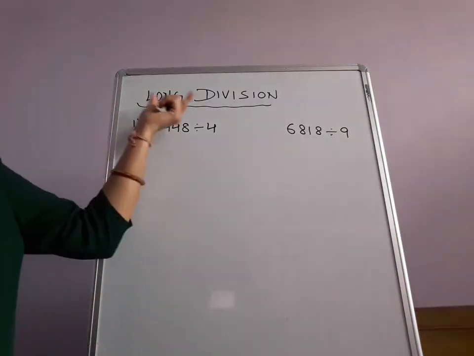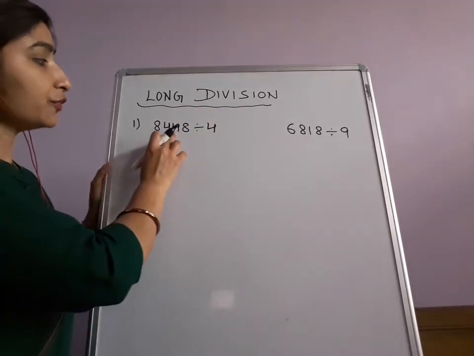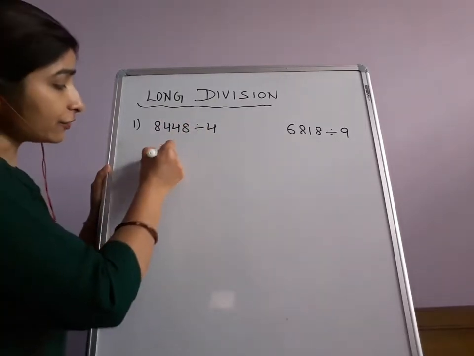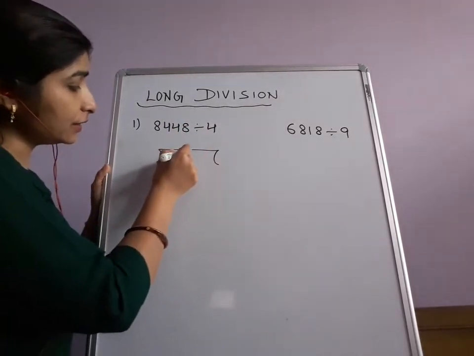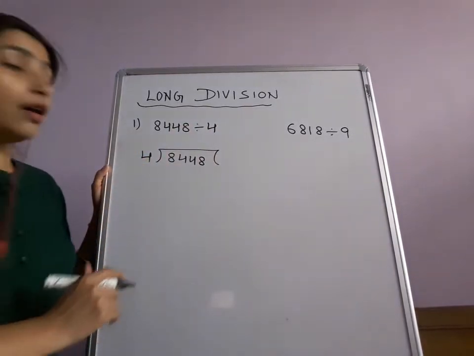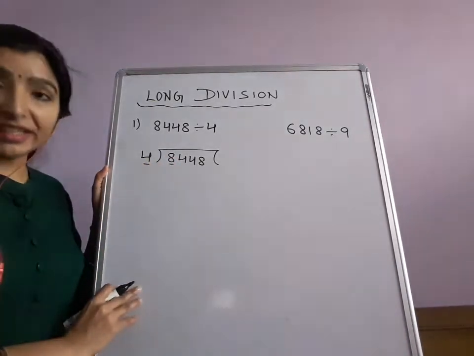Today we will learn long division. How to divide 8448 by 4. Okay, so first we will divide this number by 4. So this is a one digit number, so you will take one digit inside also.